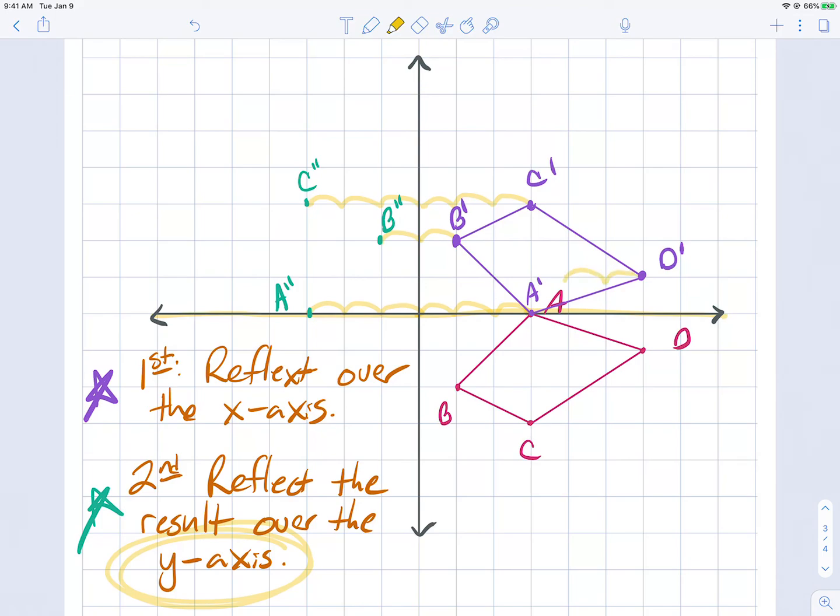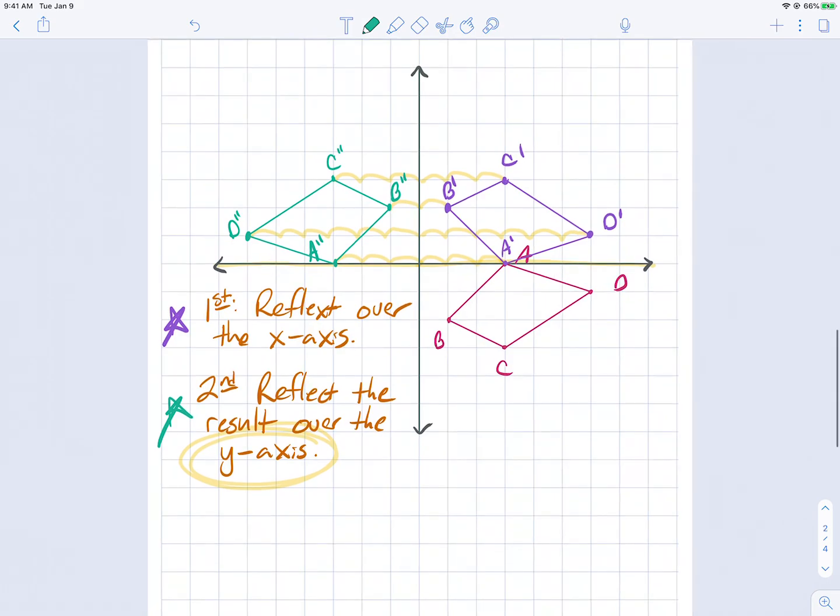D prime is 1, 2, 3, 4, 5, 6. So 1, 2, 3, 4, 5, 6. Here is D double prime. And if I connect my points, I make my new quadrilateral, and I have now reflected my original quadrilateral over the x-axis and then again over the y-axis.